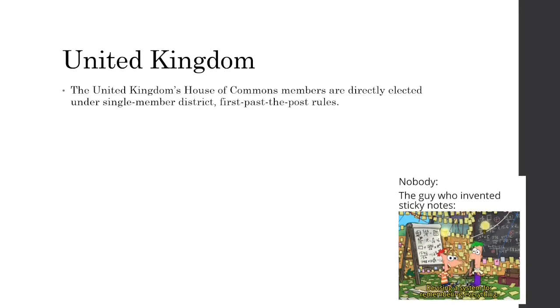Let's go into the United Kingdom. The United Kingdom's House of Commons members are directly elected. The House of Lords, the upper house, is not directly elected. And the House of Commons members are elected under single-member district, first-past-the-post rule. Say first-past-the-post 5 times. It's kind of fun.